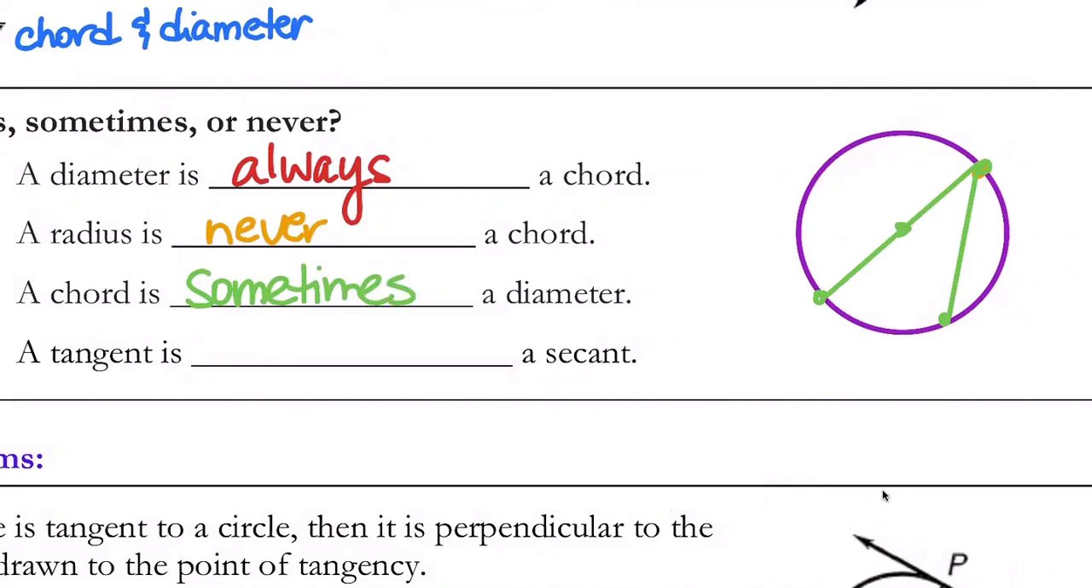because it is possible for a chord to be a diameter, but a chord does not have to be a diameter. Okay, and then a tangent is always, sometimes, never a secant. A tangent can only hit the circle in exactly 1 point, so there's no way for that to also be a secant because a secant has to hit the circle in 2 points, exactly 2 points. So that's a never also.